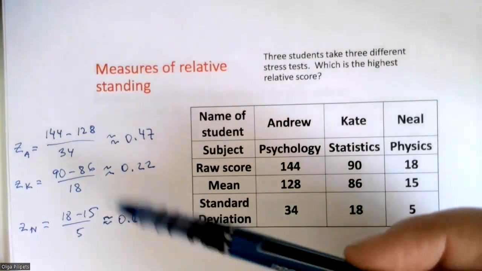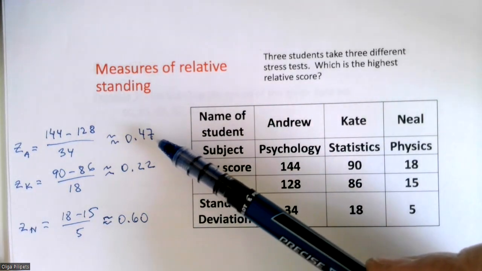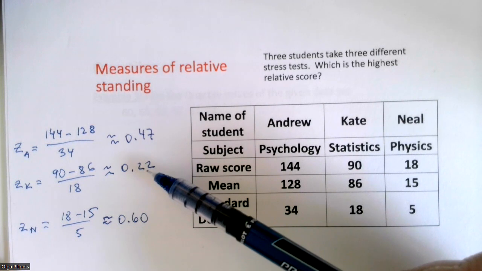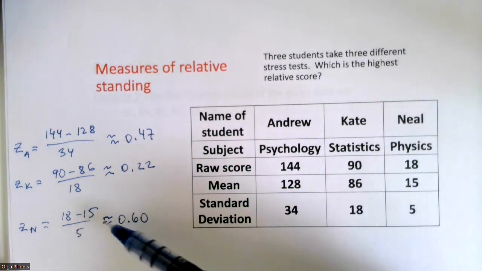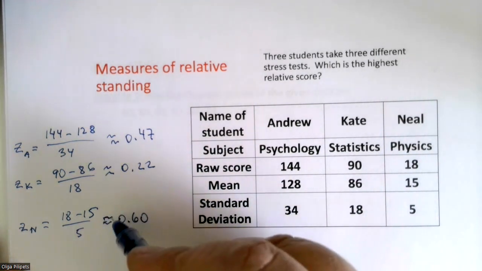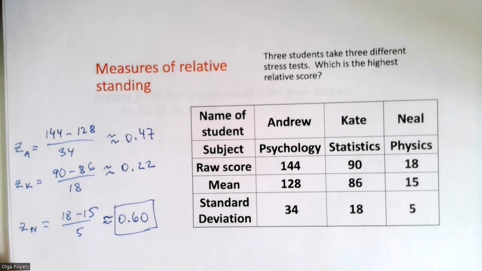Okay, so now all 3 of these scores were above the average, but how far above the average? We see that Andrew's score is 0.47 standard deviations above, Kate's was 0.22 standard deviations above, and Neil's score was 0.6 standard deviations above. We see that Neil's score was the highest score relative to the average on that specific exam. So the z-score is very useful when we're comparing data values from different data sets with different measurements.